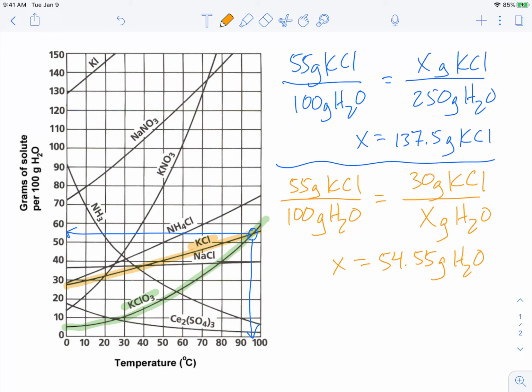And remember, both of these examples are at 95 degrees. So this is some of the ways that we can use some of the information from solubility graphs if we have a different amount of water, or for instance, if we have a different amount of solid and we want to make a saturated solution from it.